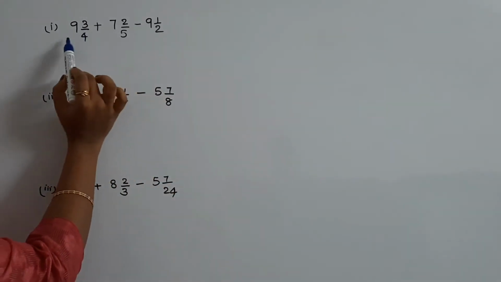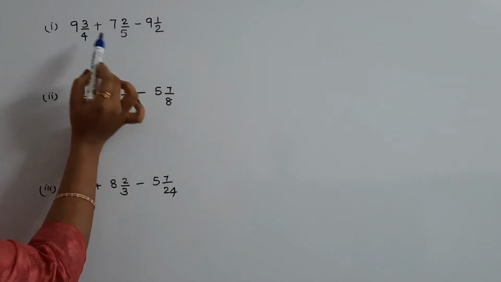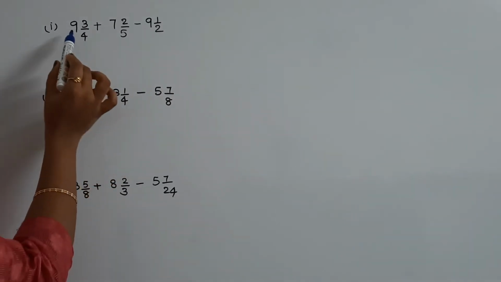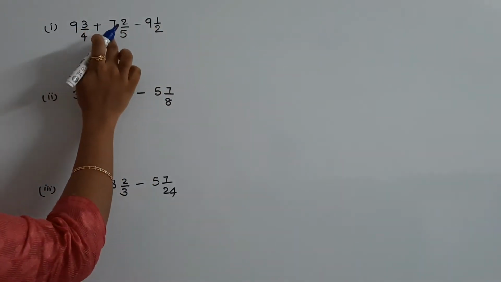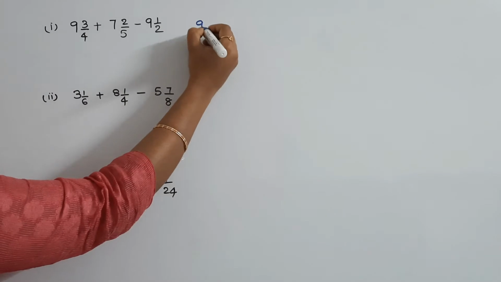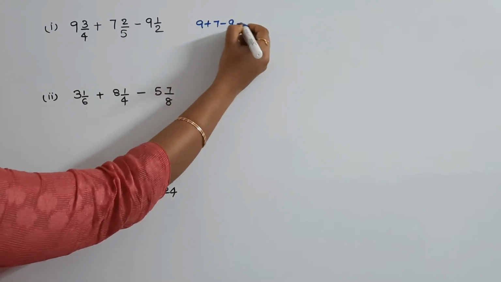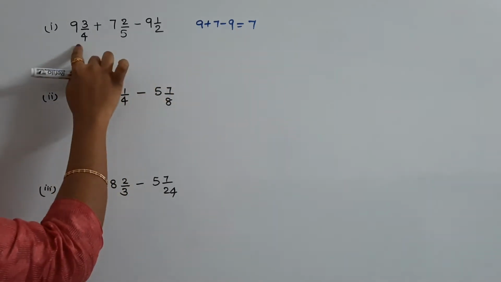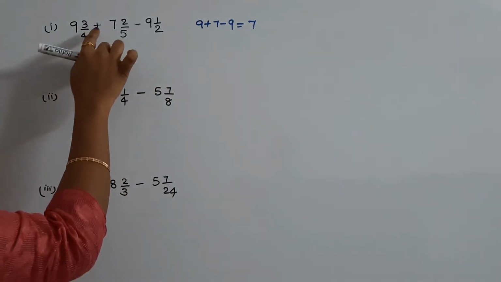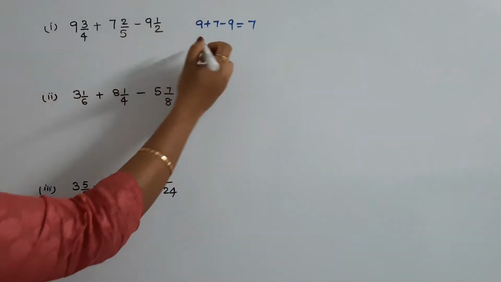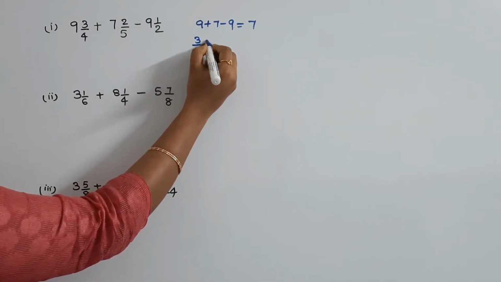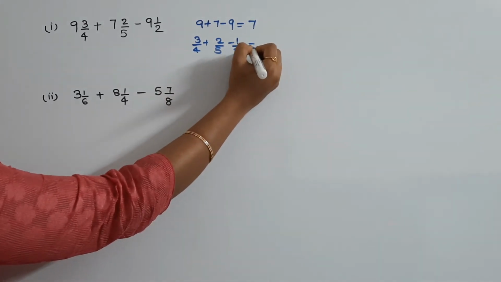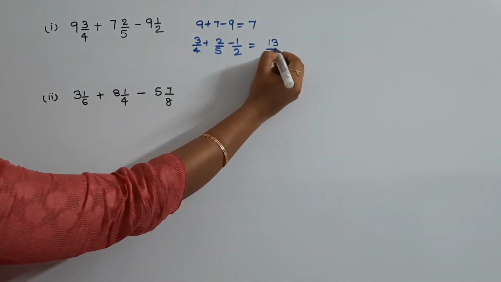In order to solve this, first we will do the simplification for the whole number part. That is, first we will do 9 plus 7 minus 9, which will be equal to 7. Then we will do the addition or subtraction for the fraction part. That is 3/4 plus 2/5 minus 1/2. On solving this, you will get 13/20.